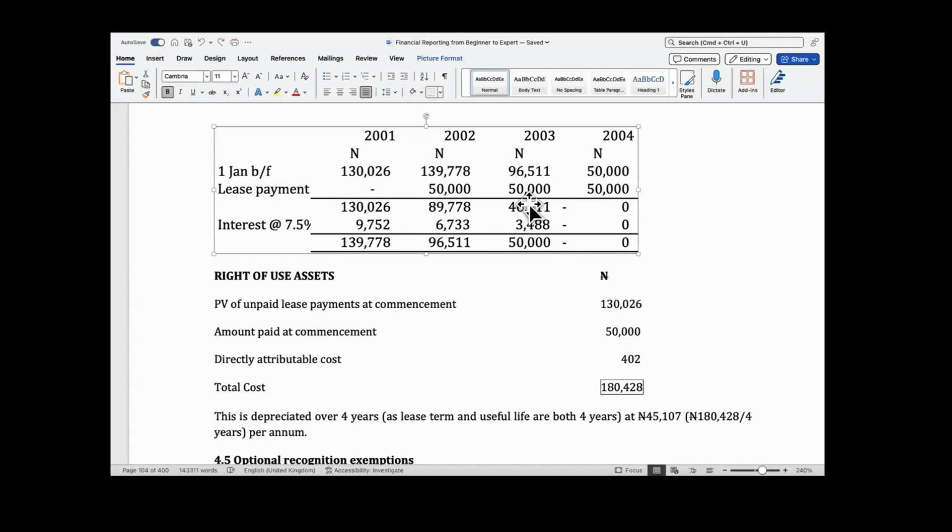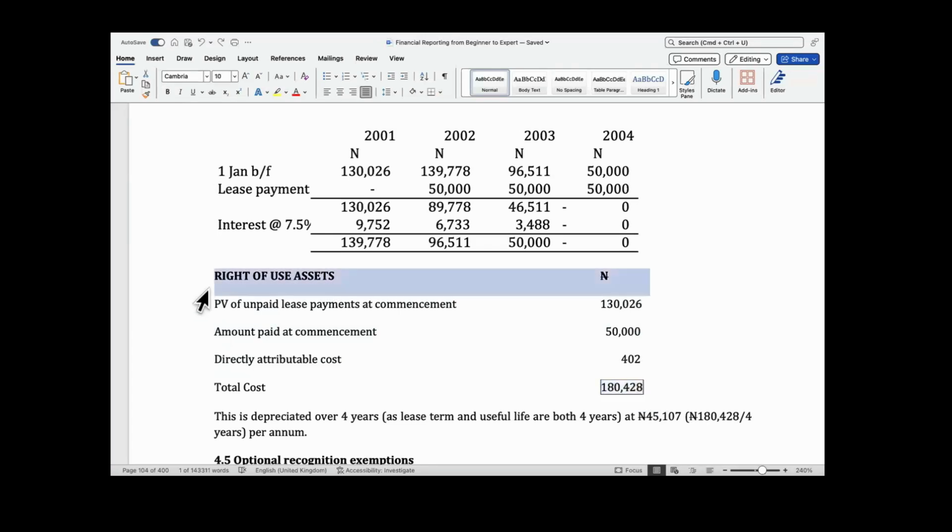This is the lease liability. The right of use asset is also measured at the present value of unpaid lease rentals, which is 130,026. We add amount paid at commencement date, which is 50,000. We add directly attributable cost, which is 402. Brings the total to 180,428.